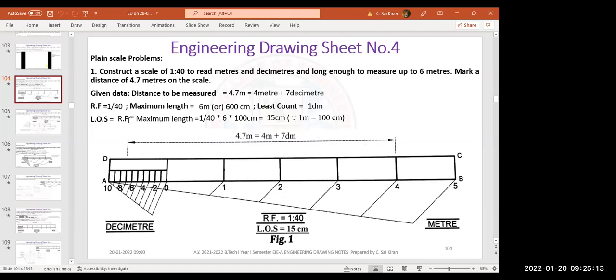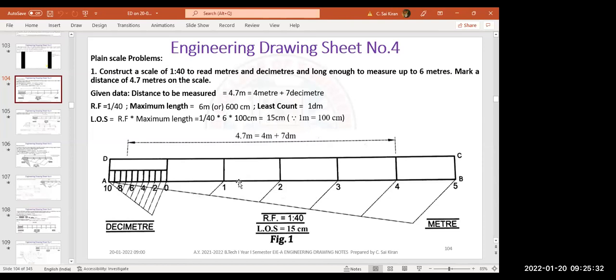LOS, you have to calculate RF into maximum length. 1/40 is already given in the problem. If it is not given, you have to calculate the RF value. Then you have to multiply by 100. 1 by 40 into 6 into 100, because 1 meter equals 100 centimeters. You will get the value as 15 centimeters.